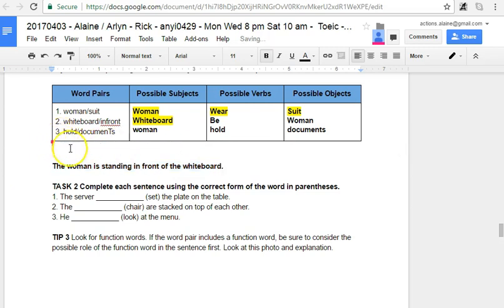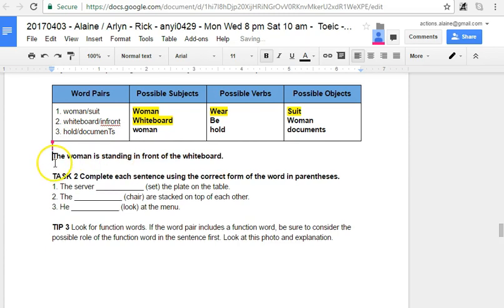So, using the word pairs that I have provided and the sentence that I also provided, could you please categorize the words for subjects, verbs, and objects? I'm sorry, can you say it again? It's okay. Using the sentence that I have created for you as your reference, please categorize the subject, the verb, and the objects on it.